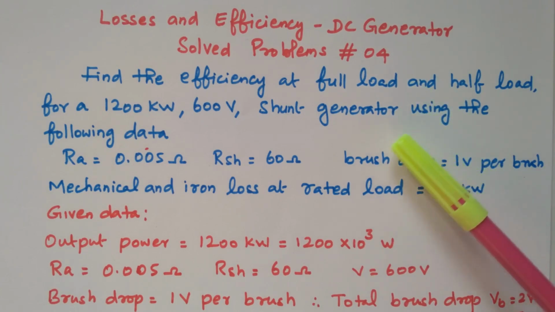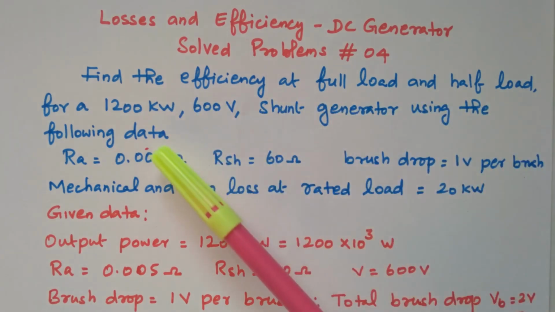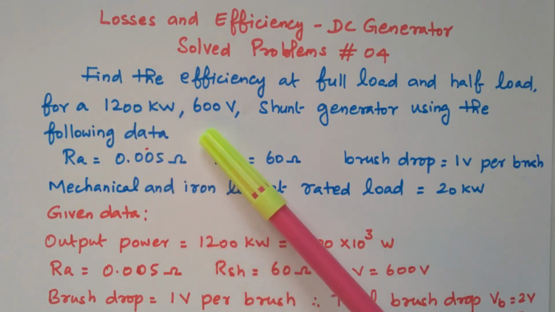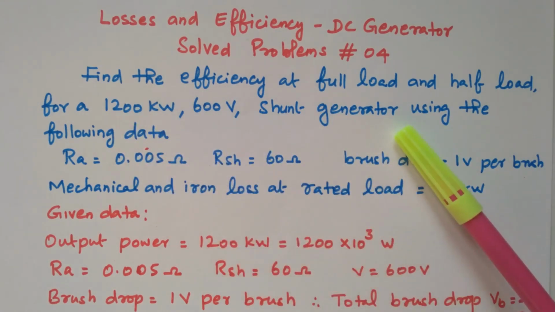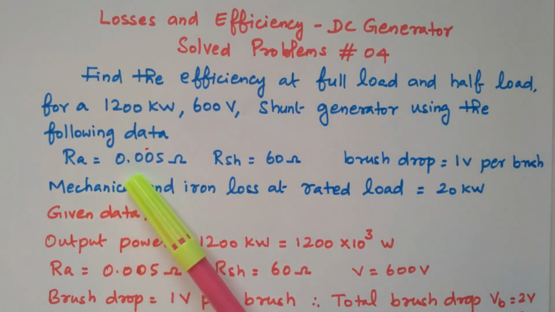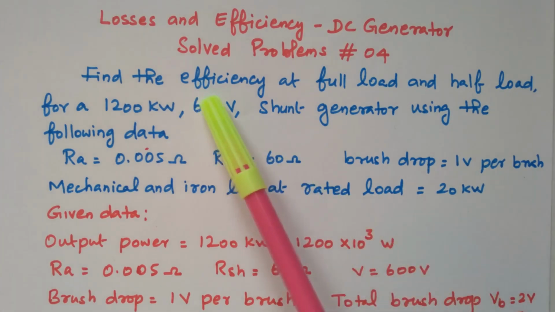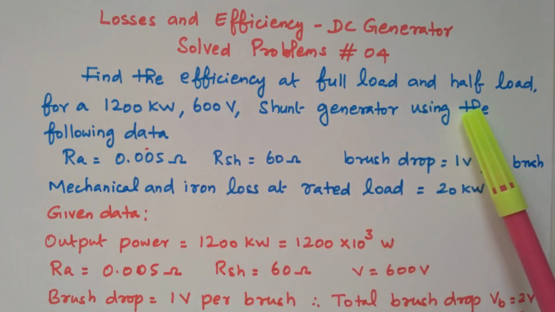Now we'll go to the problem. Find the efficiency at full load and half load for a 1200 kilowatt, 600 volt shunt generator using the following data. Armature resistance RA is 0.005 ohm, shunt field resistance RSH is 60 ohm, brush drop equal to 1 volt per brush, mechanical and iron loss at the rated load is 20 kilowatt. So these are all the data available. We need to find the efficiency at full load as well as half load.